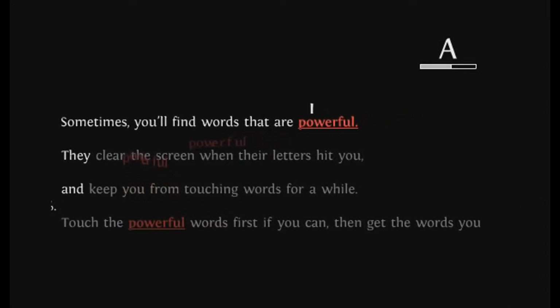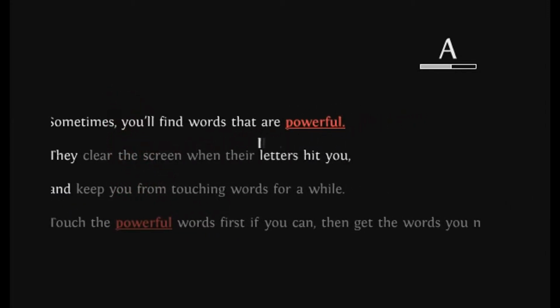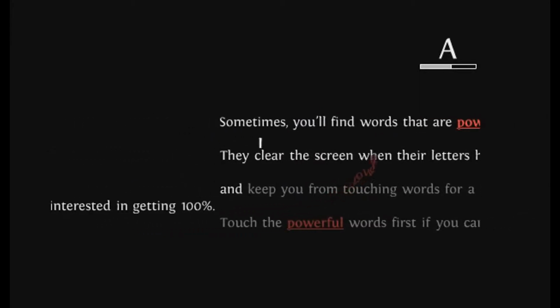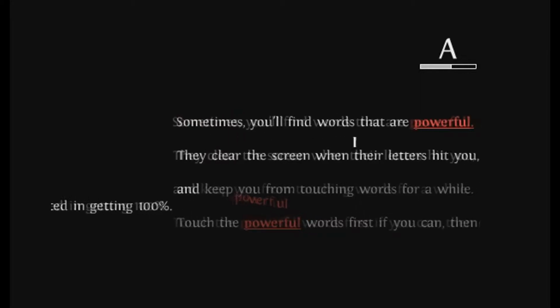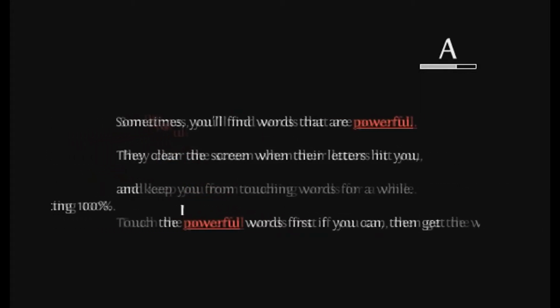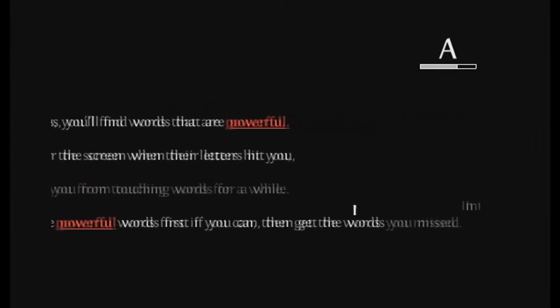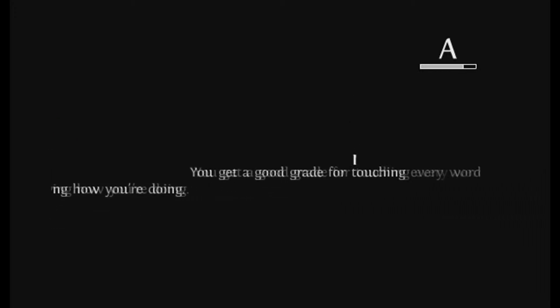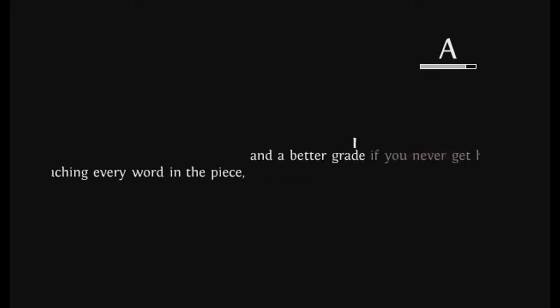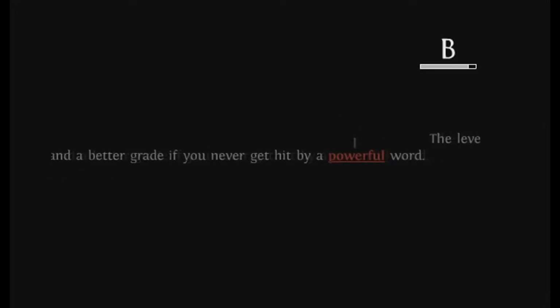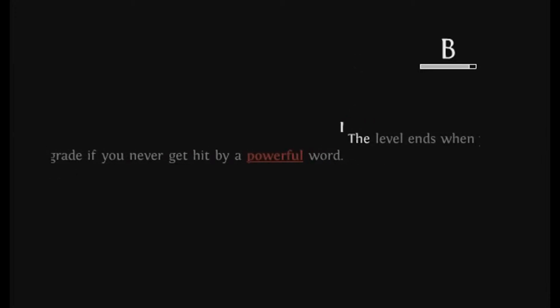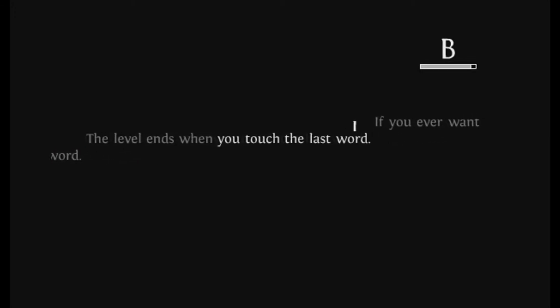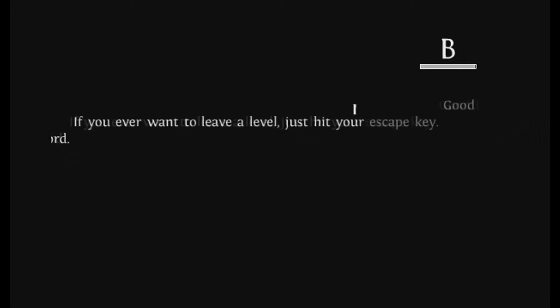Sometimes you'll find words that are powerful. They clear the screen when their letters hit you and keep you from touching words for a while. Touch the powerful words first if you can. Then, the words you missed. In the upper right, you'll see a grade showing how you're doing. You get a good grade for touching every word in the piece, and a better grade if you never get hit by a powerful word. The level ends when you touch the last word. If you ever want to leave a level, just hit your escape key.